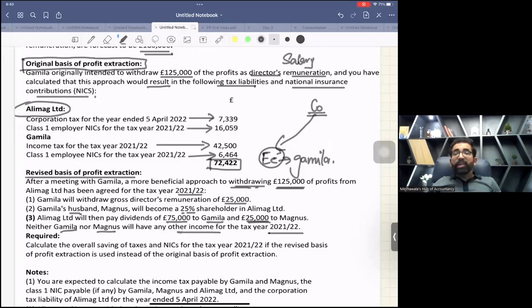But for the husband, there is only one income, which is ordinary dividend income. Make a plan in your mind and then start. I'm giving you a 2 minutes target. Calculate the income tax for Gamila. Gamila is receiving 25,000 salary and 75,000 ordinary dividend. Come on, calculate the income tax.